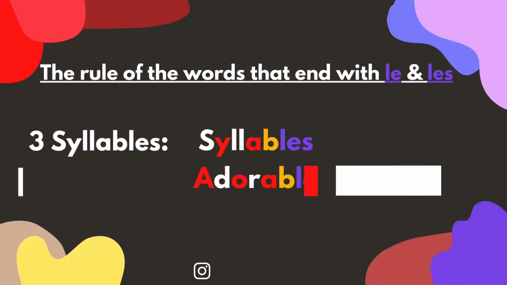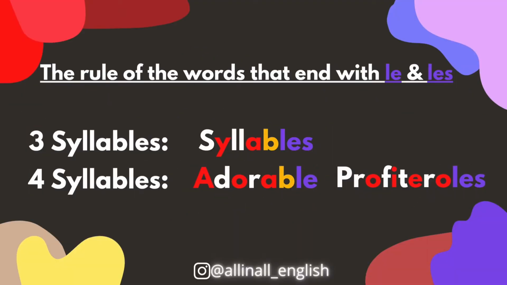Last but not least, let's talk about the rule of the words that end with LE and LES. Let's see some examples. We have a word which has 3 syllables, like the word syllables. I pronounced the Y and the A, but the E was silent. So why does this word have 3 syllables if the E was silent? That's why we have this rule especially for the words that end with LE and LES.